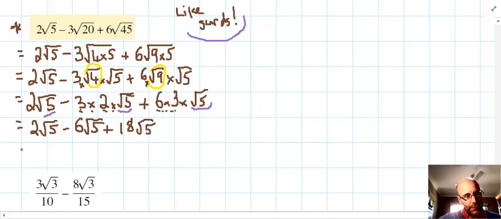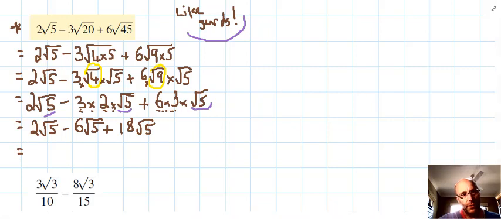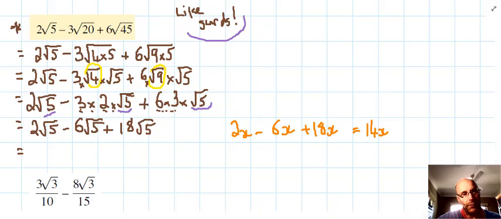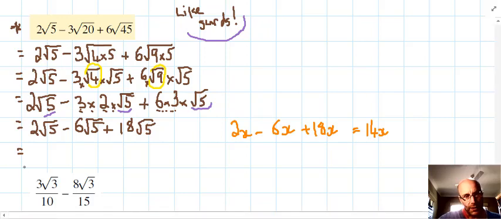Last step, we have everything in like terms. So imagine if we had 2x minus 6x plus 18x. We could easily simplify that. So 2 take 6 is negative 4. Negative 4 plus 18 is 14x. So what we really have then with like surds is 14 root 5.